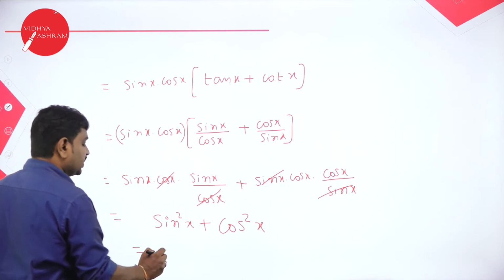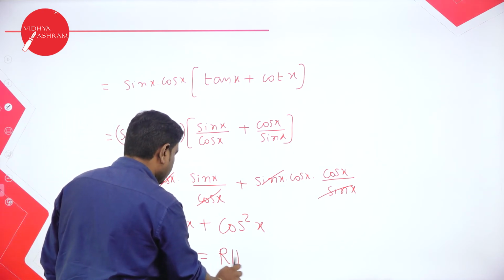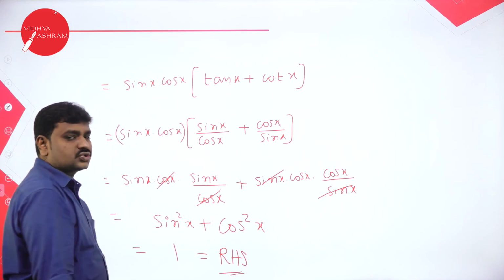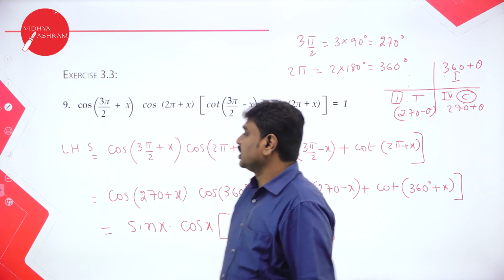All of you know sin square theta plus cos square theta is what? 1, identity. This is RHS, hence the proof. So finally we got sin square x plus cos square x. All of you know sin square theta plus cos square theta is 1. So just a glance now.